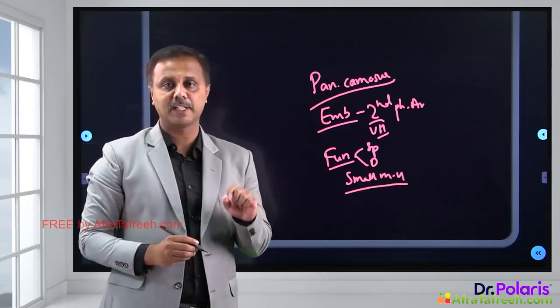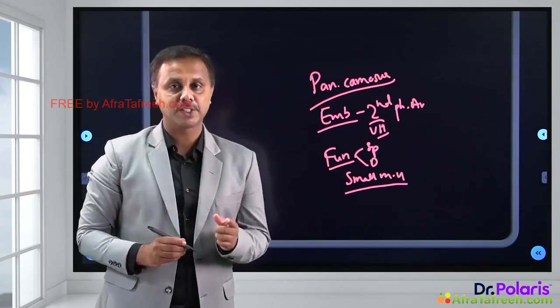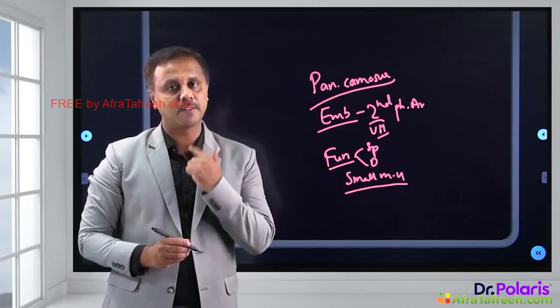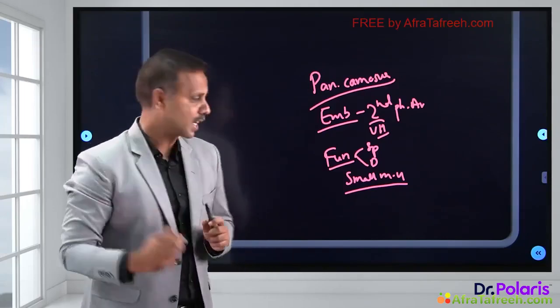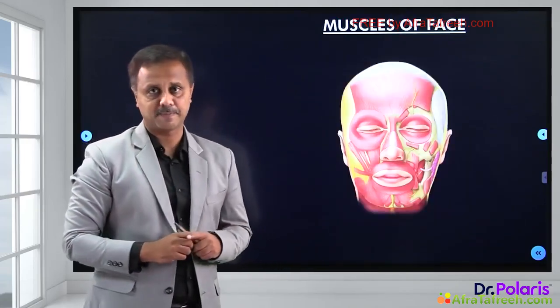Single muscle fiber innervated by a single nerve fiber. What are the other locations where you find muscles with small motor unit? Muscles of the hand and muscles of the larynx. Let's continue further and discuss about these muscles of face.